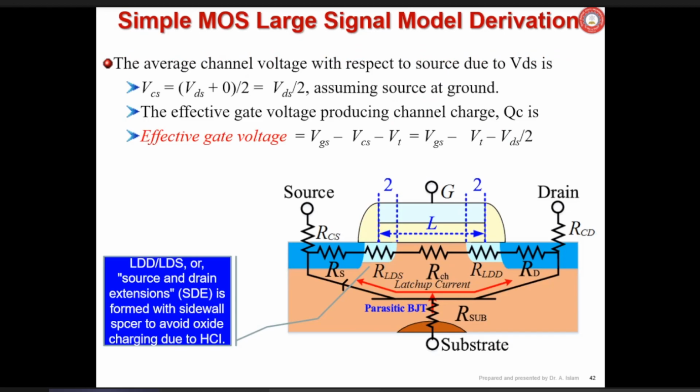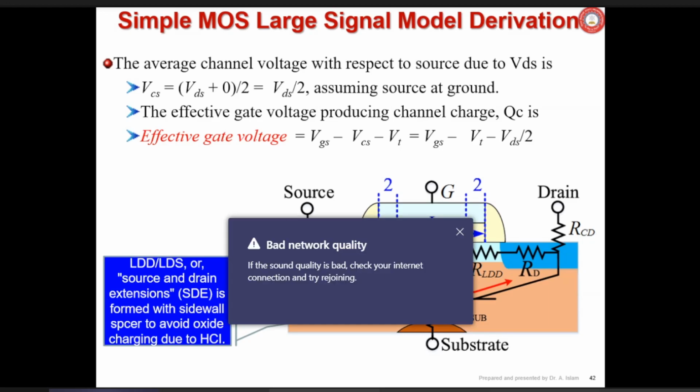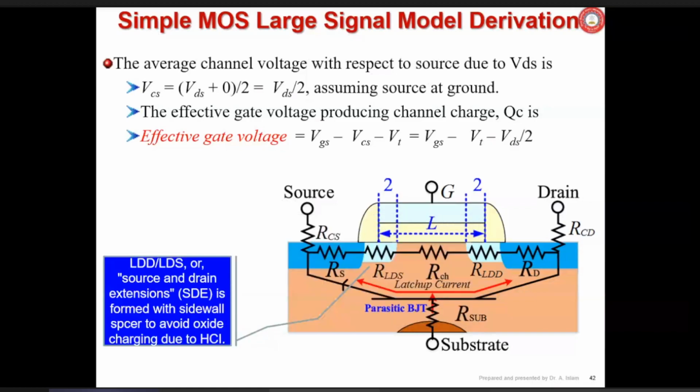Now I'll go for an explanation of the current equations. I have written the current equations for the linear region, saturation region, as well as the cutoff region. I have not discussed how to derive them. Choose this diagram, the same diagram I have shown earlier. The only thing is here a sidewall spacer is used on the side. Earlier I have drawn it directly like this.